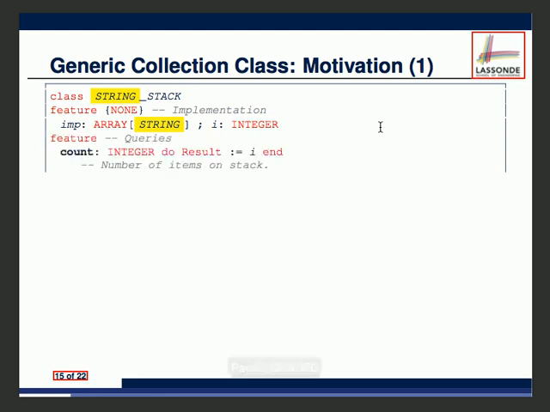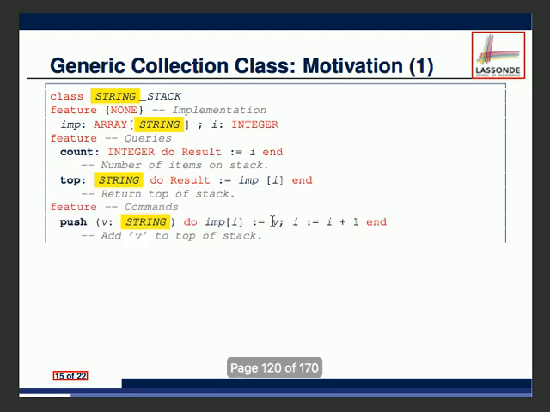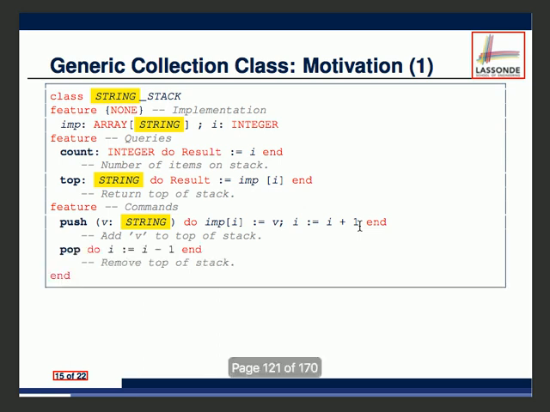What about count? It simply returns the value of I. What about the top? Since we are storing a stack of strings, top is going to return the string, the last one. Okay? And then we have push. We can push a new string into the stack, and then we simply increment I. We can also pop, in which case we simply decrement I. Okay? Now, what can be the potential drawback for this design over here?